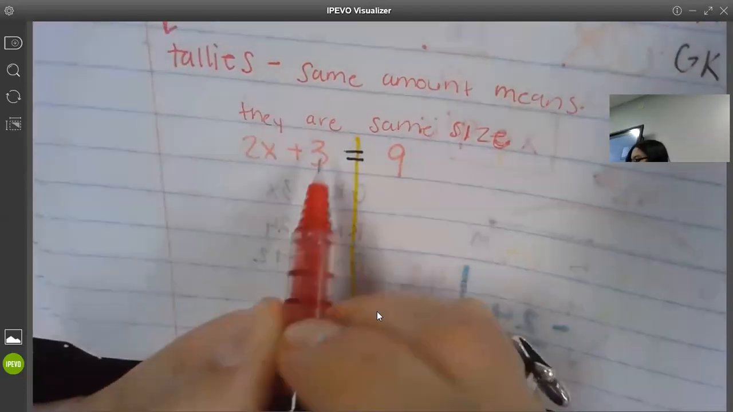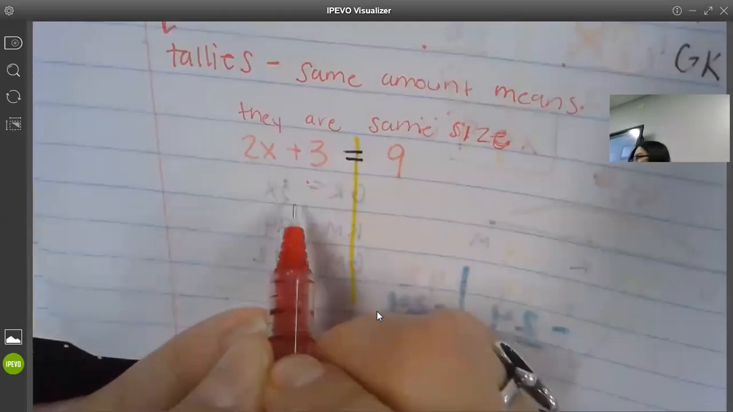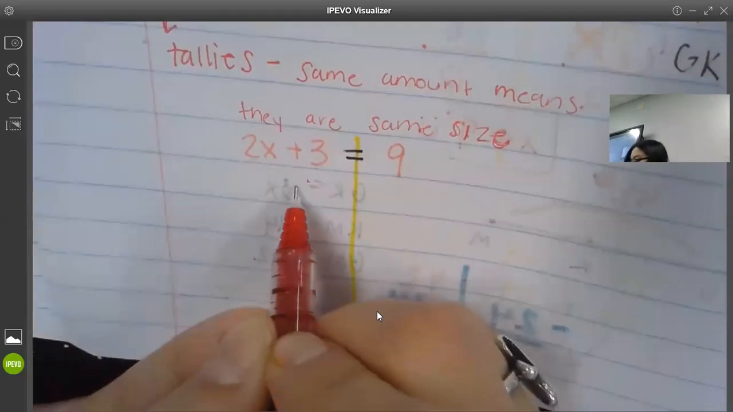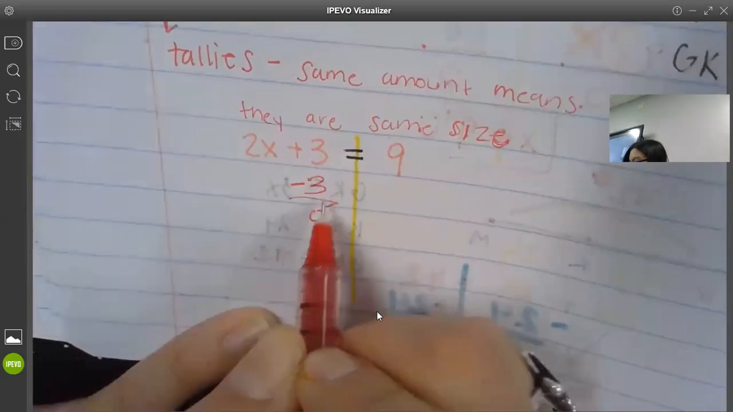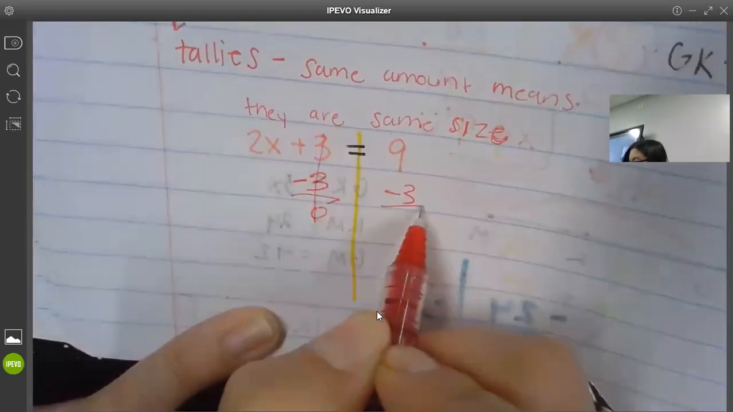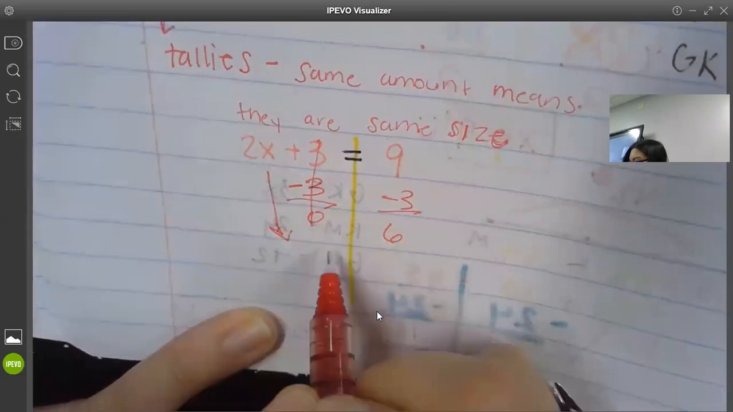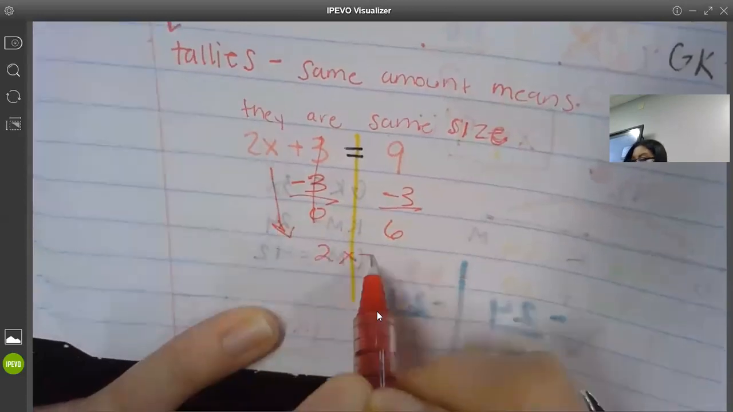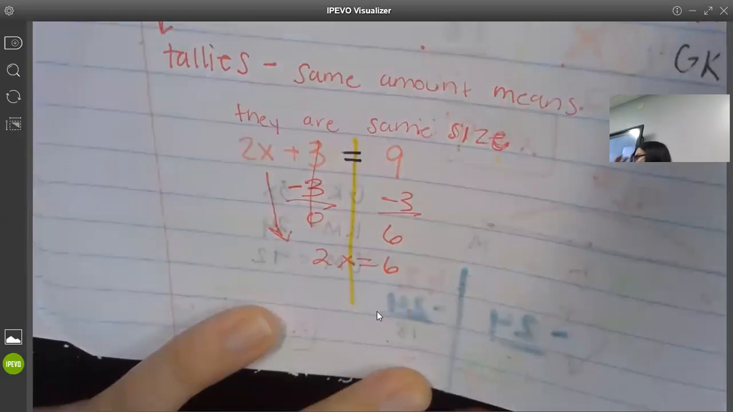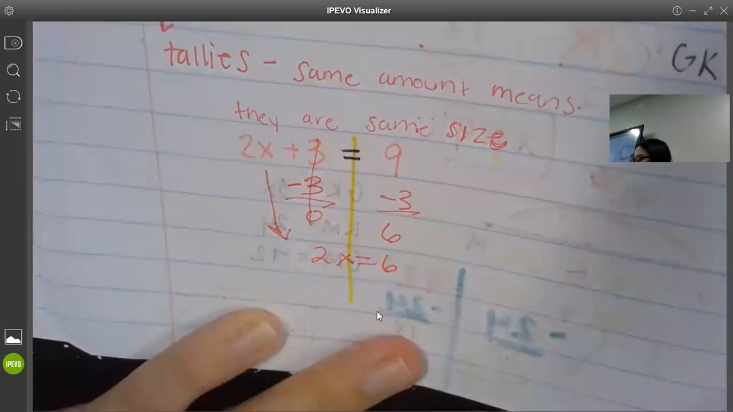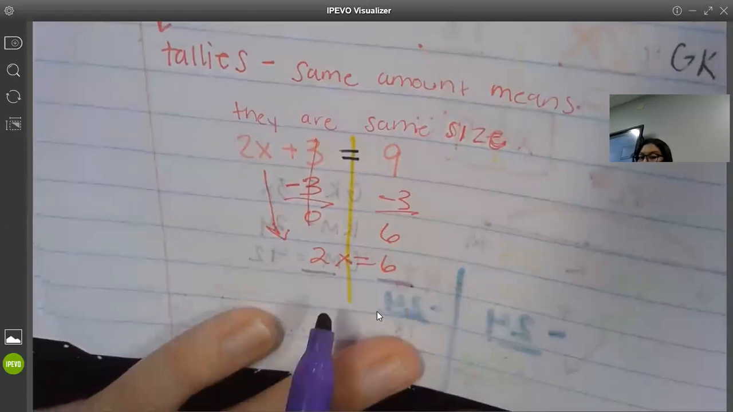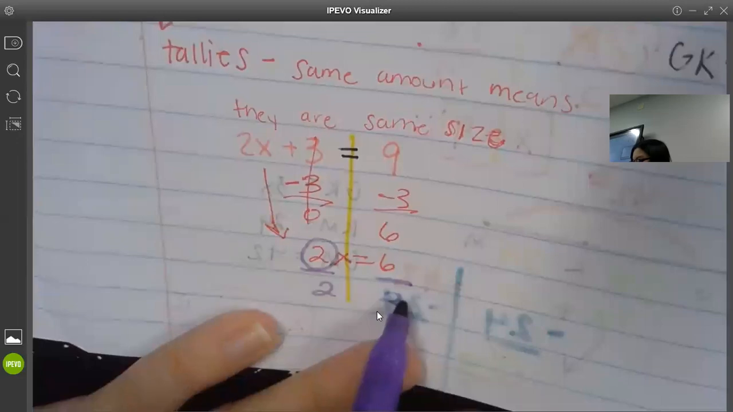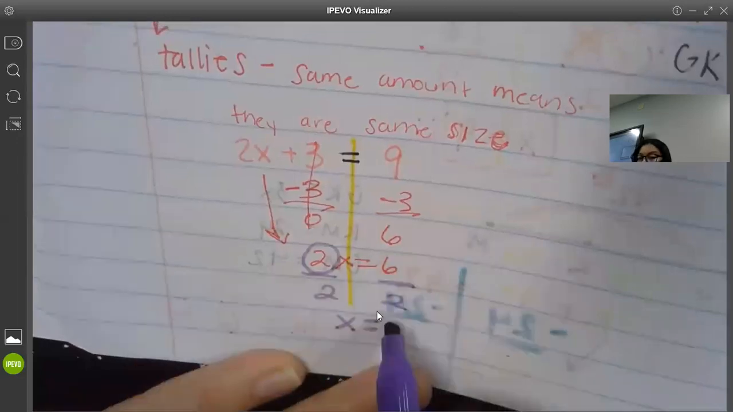How do you move a plus 3? You're going to do negative. 0 minus 3, negative. There's no negative 0. 2x equals 6. Can you tell me the last step? What do I do next? You divide by 2, because it's in front of the x, and we want to simplify to 1. So x equals 3.